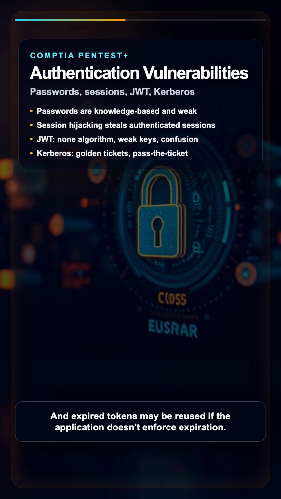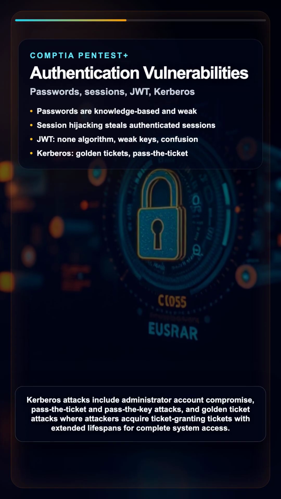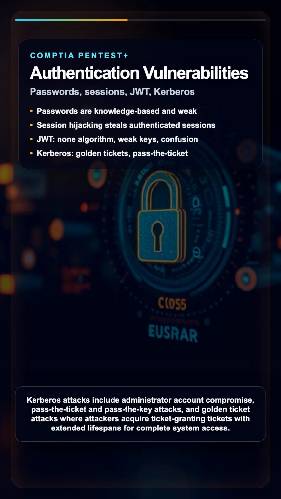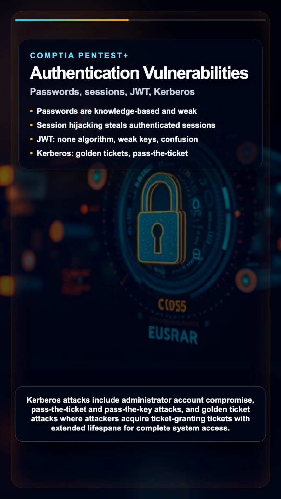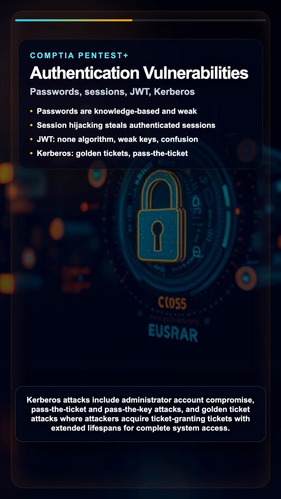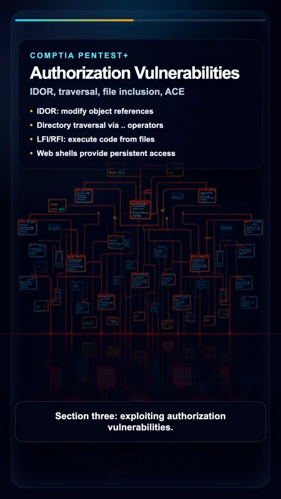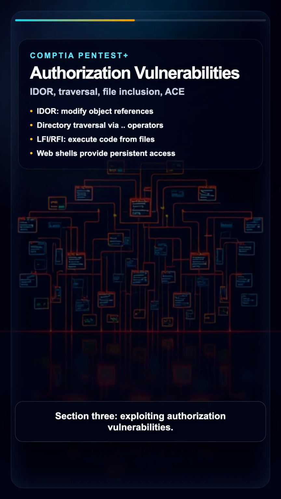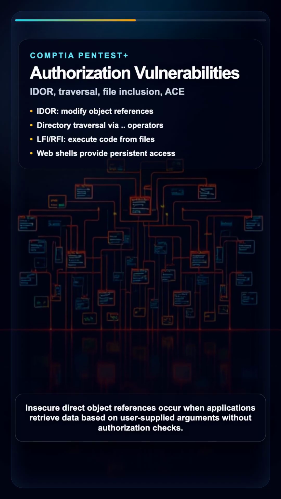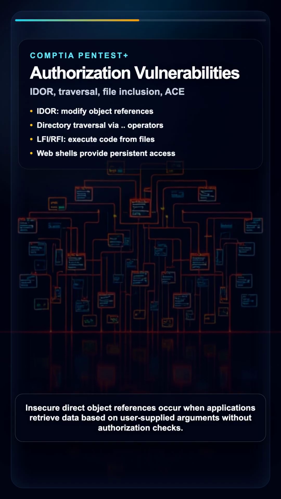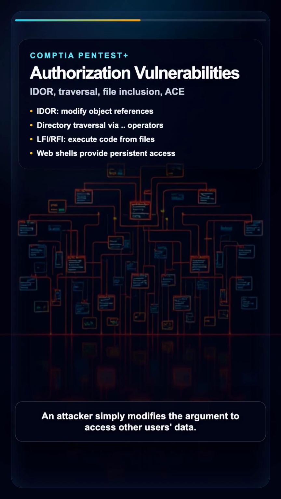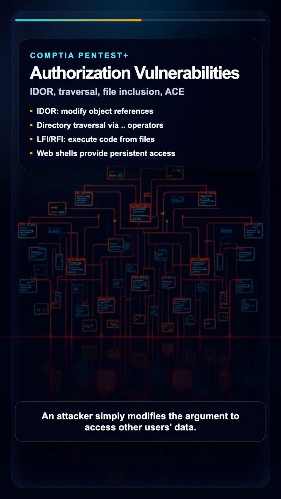doesn't enforce expiration. Kerberos attacks include administrator account compromise, pass the ticket and pass the key attacks, and golden ticket attacks where attackers acquire ticket-granting tickets with extended lifespans for complete system access. Section 3. Exploiting authorization vulnerabilities. Insecure direct object references occur when applications retrieve data based on user-supplied arguments without authorization checks. An attacker simply modifies the argument to access other users' data.